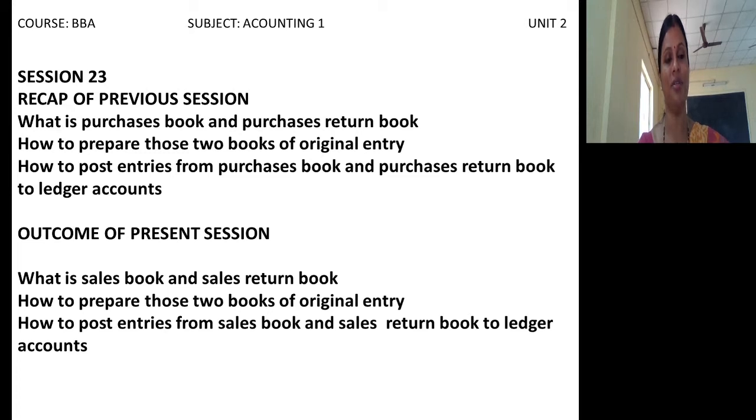In the last session, we discussed in detail what the purchases book and the purchases return book are, how to prepare those two books of original entry, and how to post entries from the purchases book to concerned accounts and from the purchases return book to the concerned ledger accounts. At the end of this session, session 23, you will come to know what the sales book and the sales return book are, how to prepare those two books of original entry, and how to post entries from those two books to concerned ledger accounts.